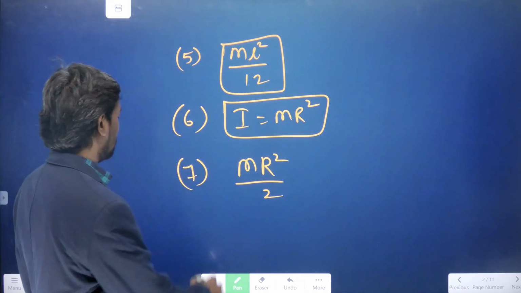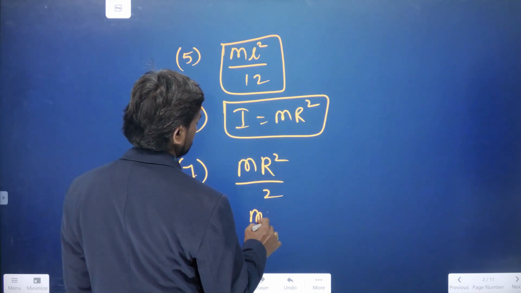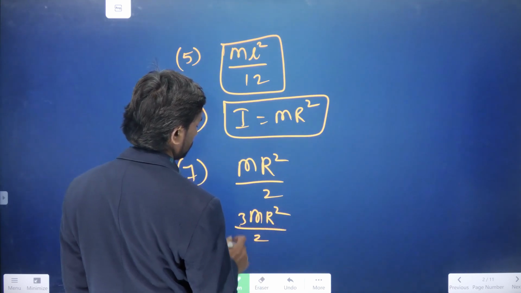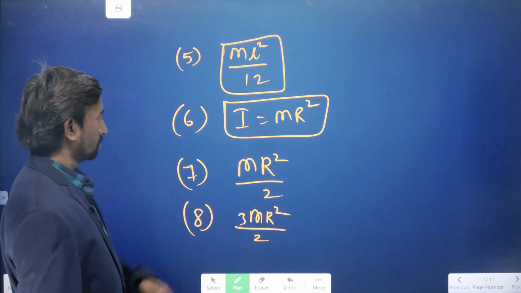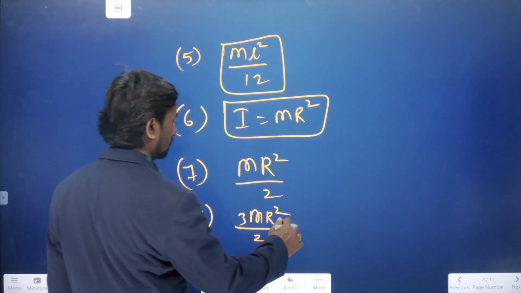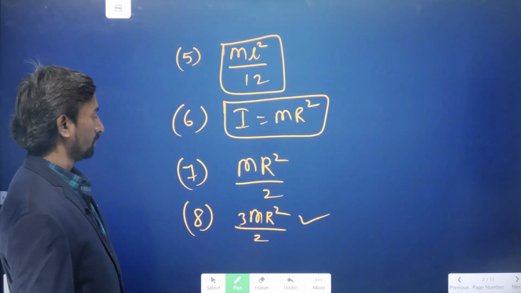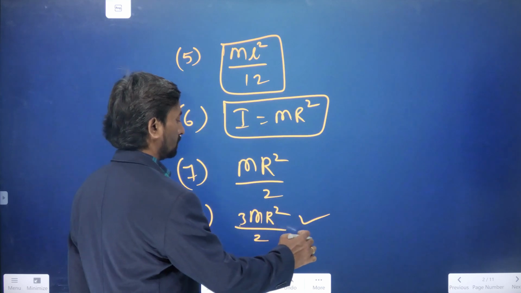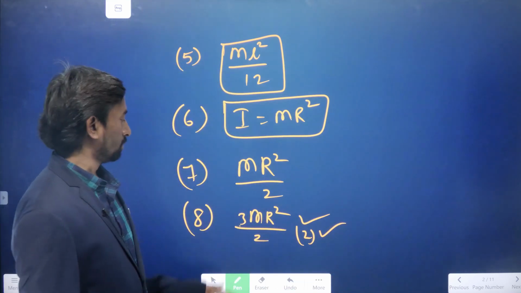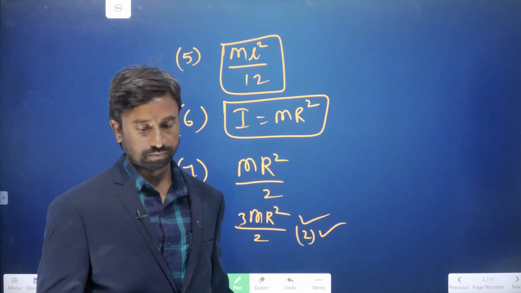So for the eighth one we can write that it is 3 by 2 mr square. This will be the maximum there, 3 times. So greater than this it will be there, no? In all the remaining cases we got there. This one, 3 mr square by 2, will be the moment of inertia. So it will be option 2. Option 2 is right. The moment of inertia about the tangent along its plane is 3 mr square by 2. That is the right answer.